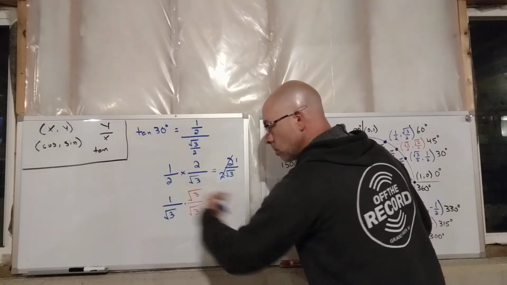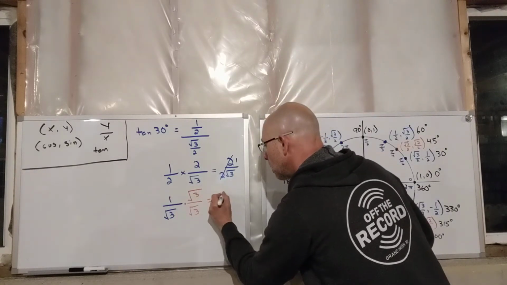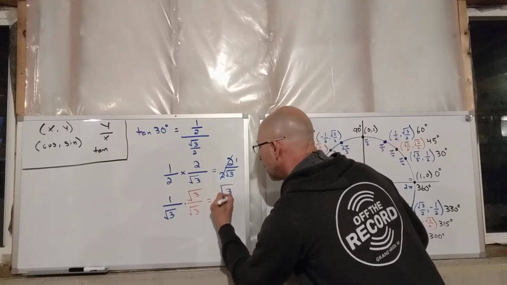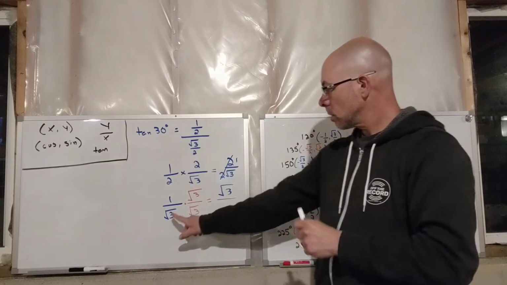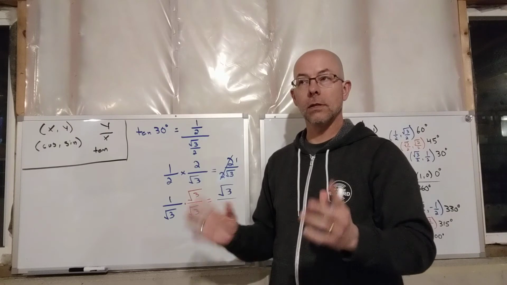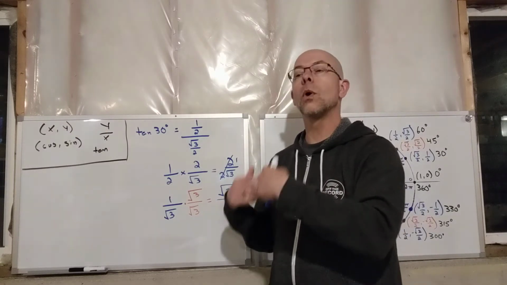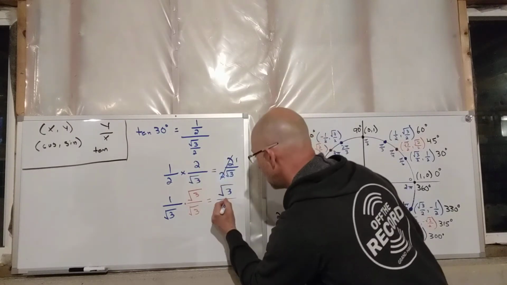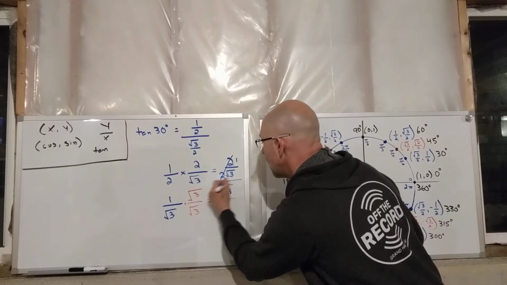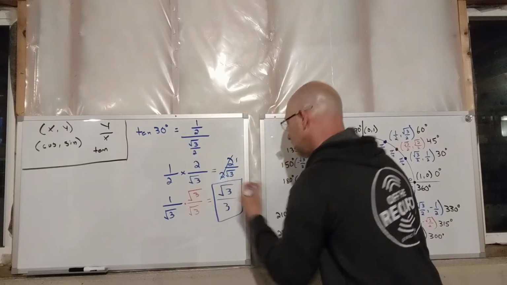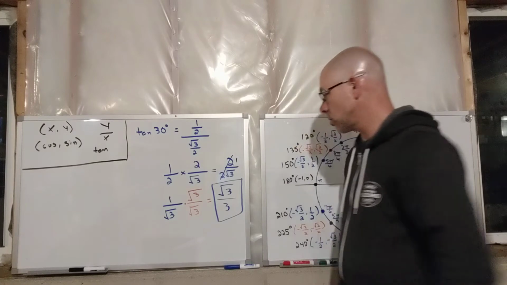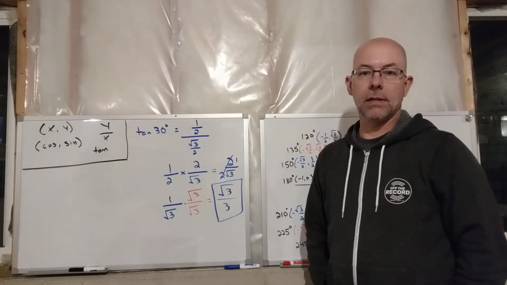Now, multiplying straight across once again. 1 times the square root of 3 is square root of 3. Square root of 3 times the square root of 3 is technically square root of 9, which is in turn 3. And finally, there's my tangent of 30 degrees.